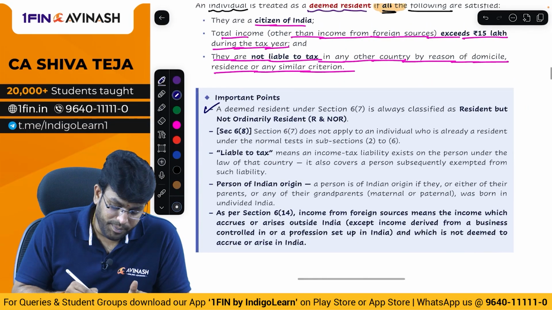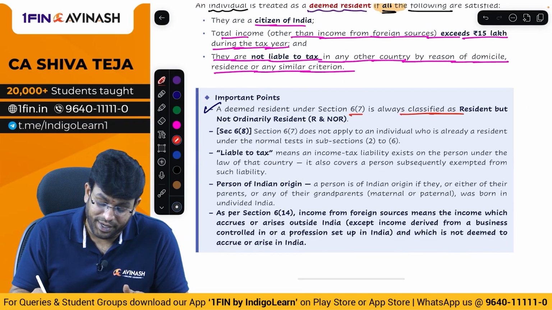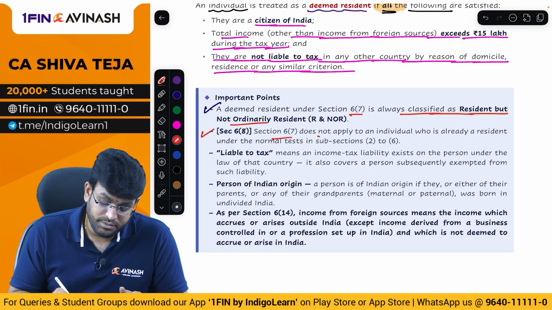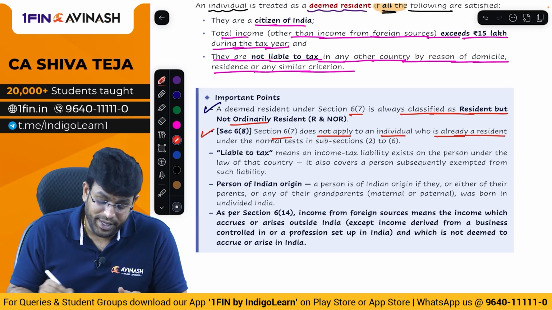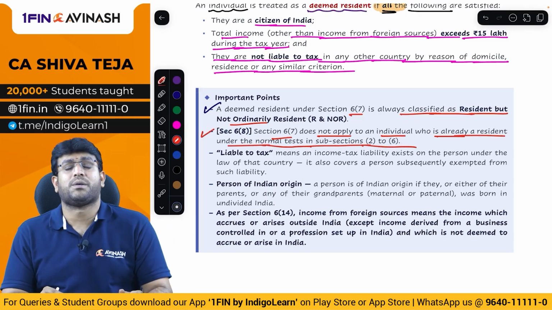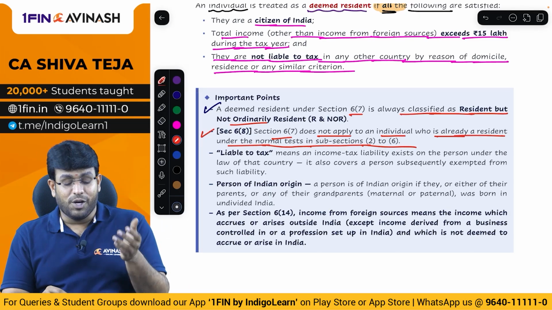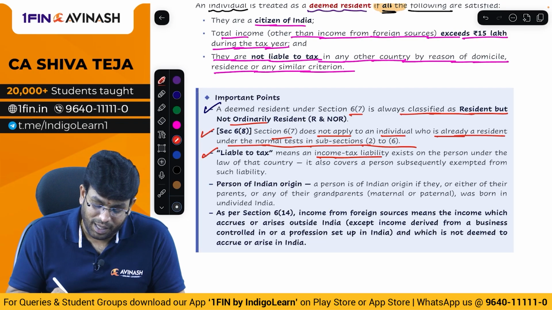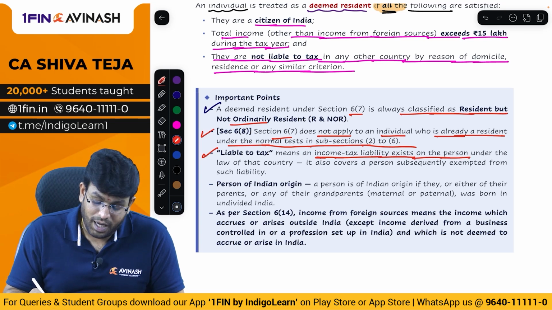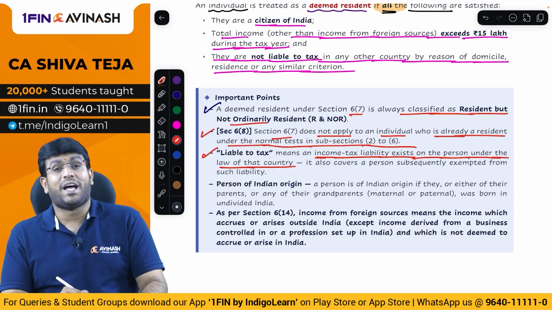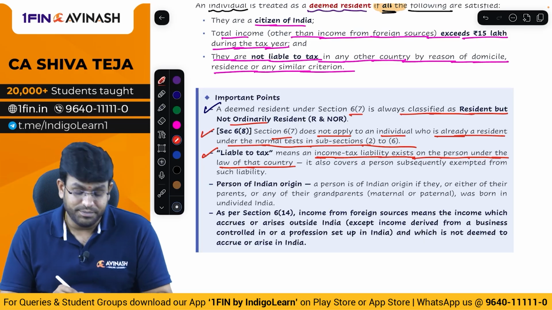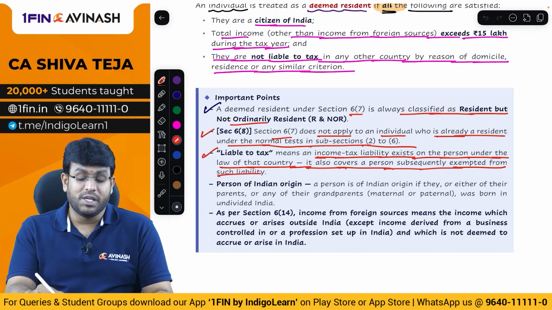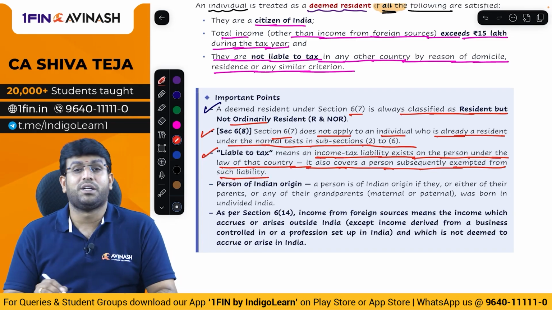Come on, get back. A deemed resident under 6.7 is always classified as RNOR. 6.8: 6.7 does not apply to an individual who is already a resident under the normal test in subsection 2 to subsection 6. If he is already a resident, then why will you apply the concept of deemed resident? Liable to tax means income tax liability exists on the person under the law of that country. As per the law of that country, income tax liability is there. It also covers a person subsequently exempted from such liability. Subsequent exemption is not the criteria, whether it is liable or not is the criteria.